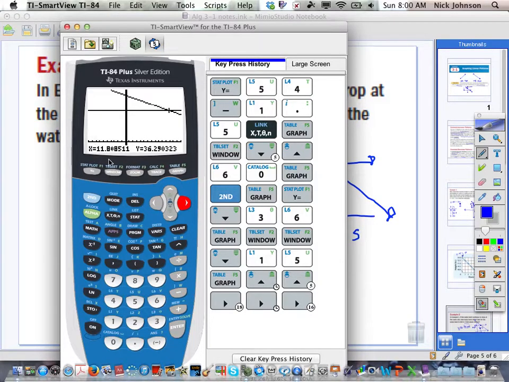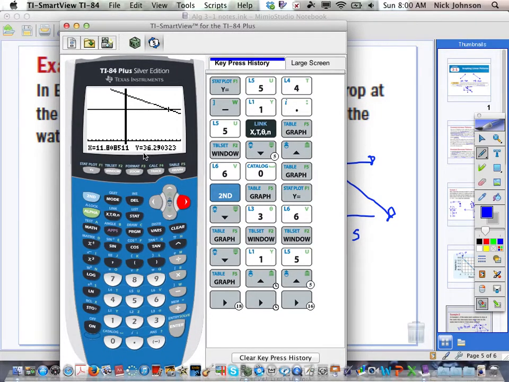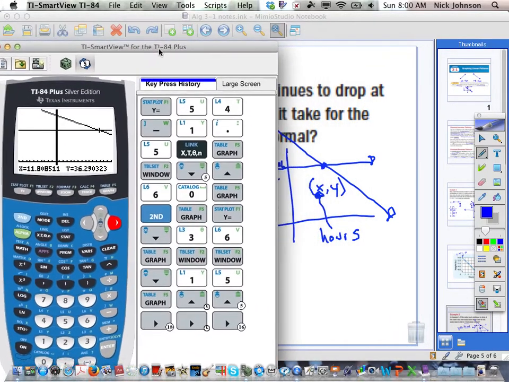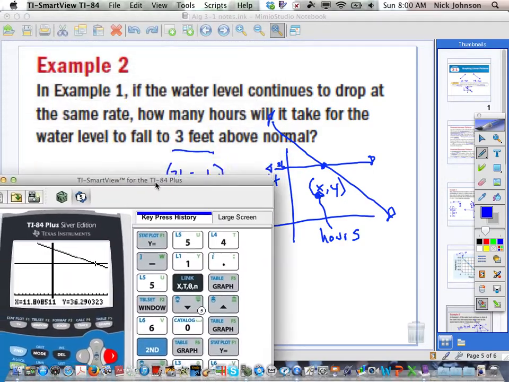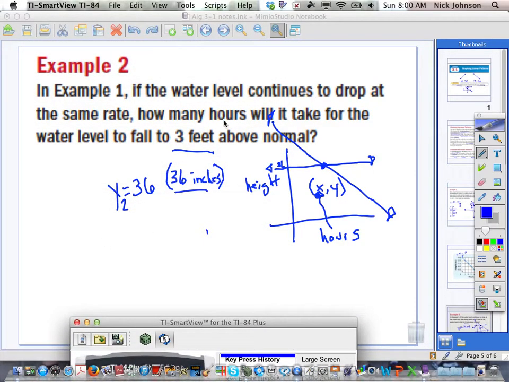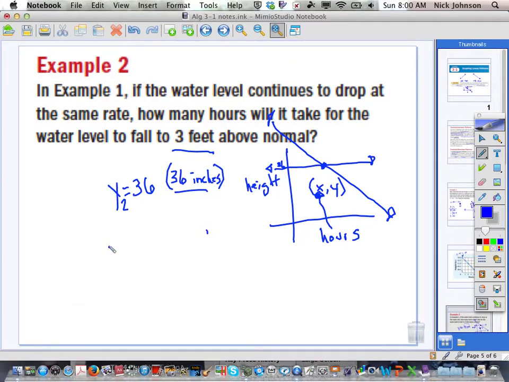And as you can see here, my x is approximately 11.8. Now notice my y isn't exactly 36. It's 36.2. It's not exactly 36. So that could be rounded down a little bit, maybe 11.6, 11.5. If you wanted an exact value, so you could say, how many hours will it take for the water level to fall to 3 feet? You could say about 11.6 hours.